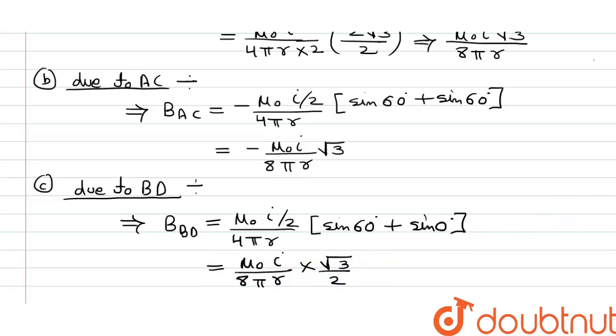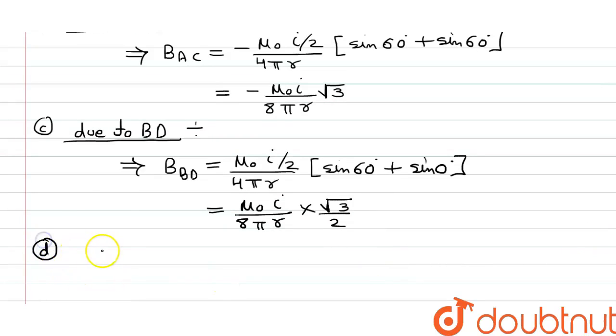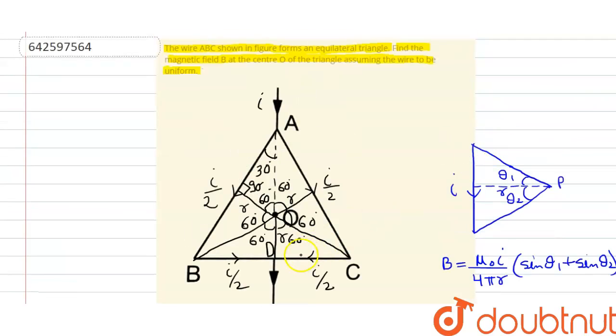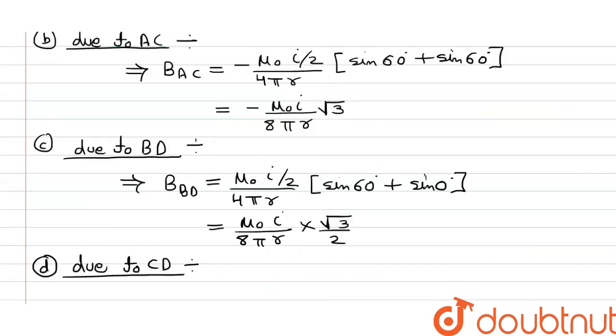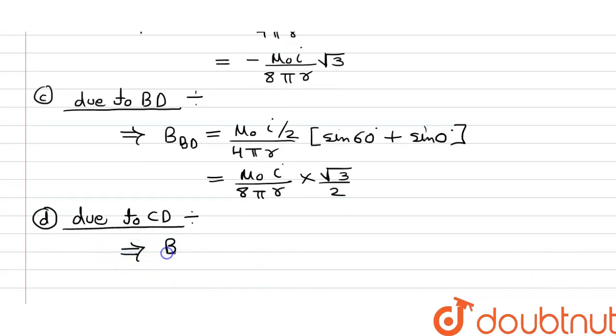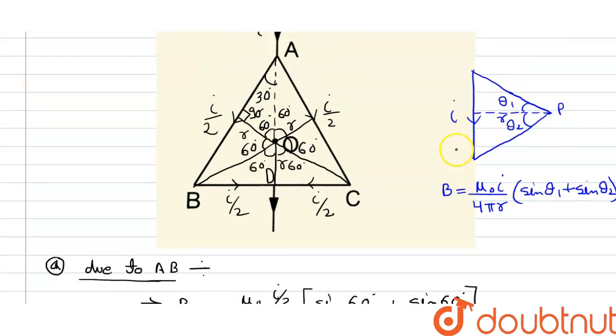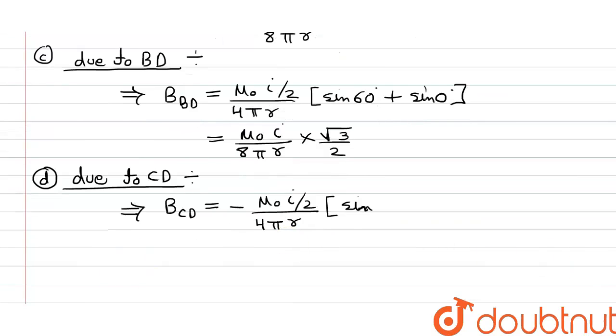And we want to find out the magnetic field generated due to the CD wire. So due to CD wire we can apply the right hand thumb rule and can see that direction of the magnetic field at point O will be going downward, going inside the plane. So we will put minus sign. So we will get magnetic field due to CD is equal to minus sign mu naught I divided by 2 divided by 4 pi r bracket sine. What is the value of theta 1? Theta 1 is 60 degree and theta 2 is 0 degree, because we are talking about only this much length.